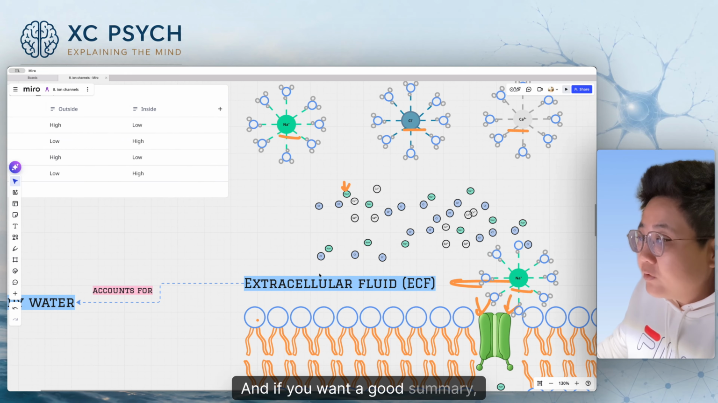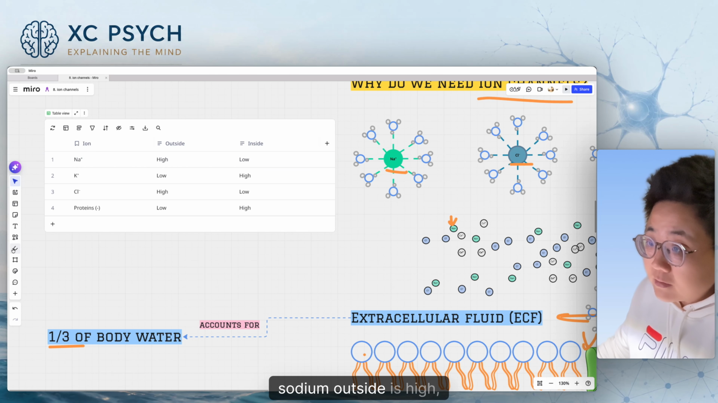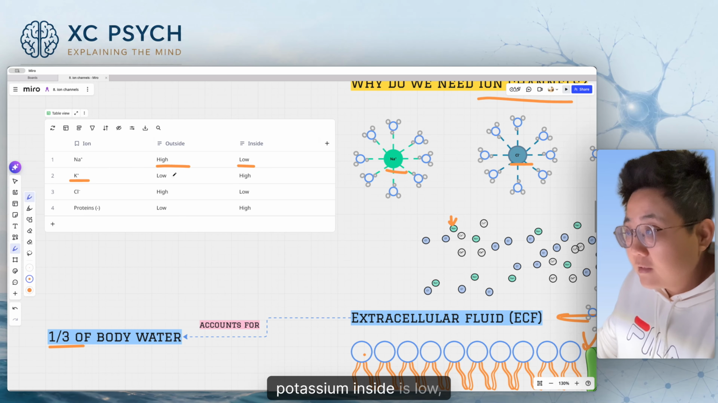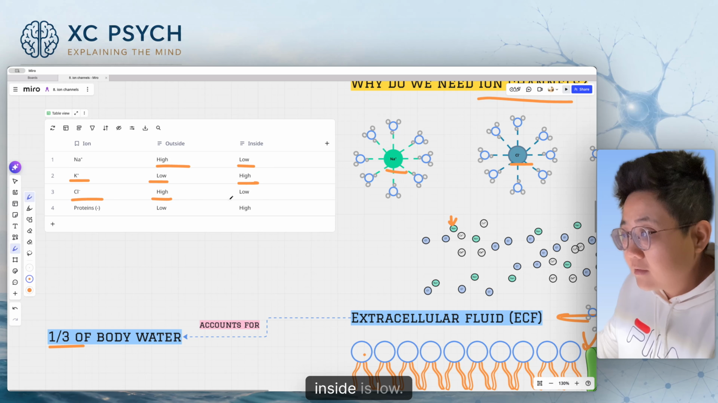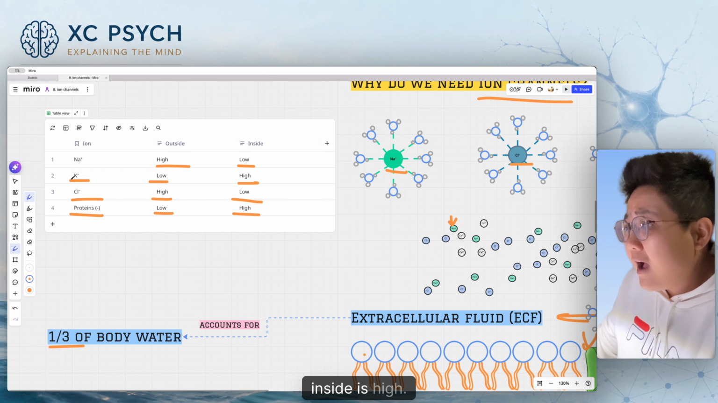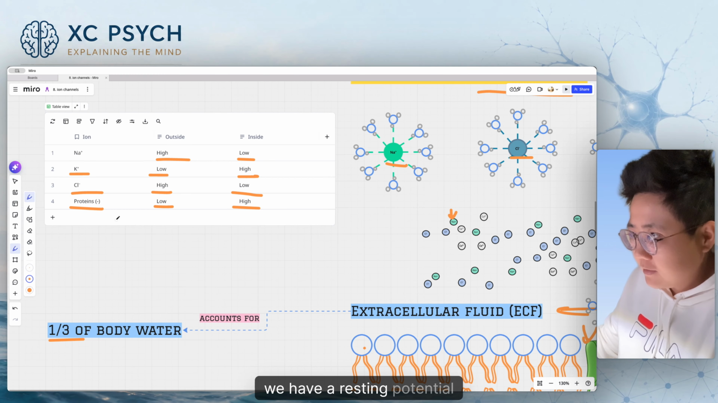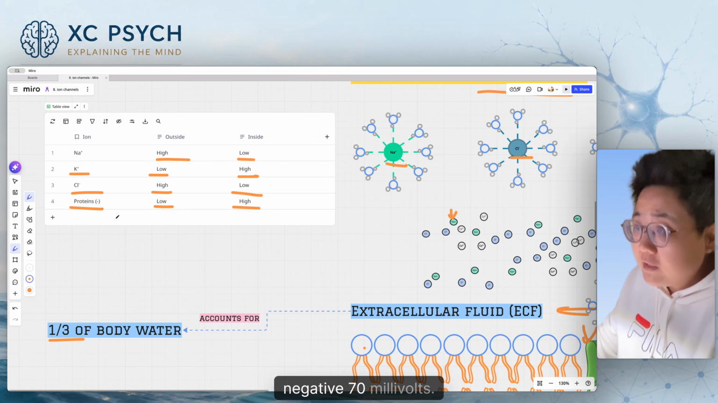And if you want a good summary, here is a table. Sodium outside is high, right? Inside is low. Potassium inside is high, outside is low. Chloride outside is high, inside is low. And proteins outside is low, inside is high. Because of the negative proteins, we have a resting potential of negative 70 millivolts.